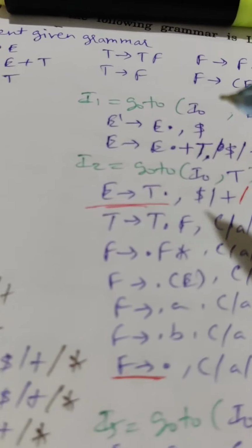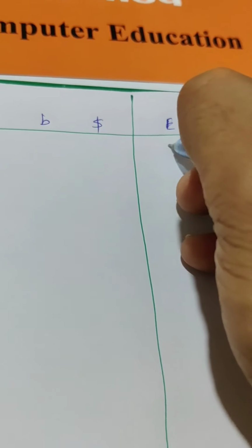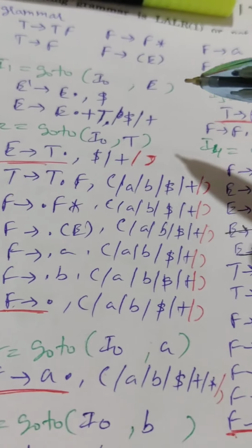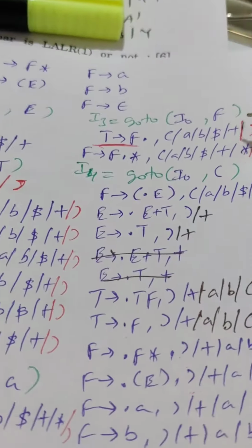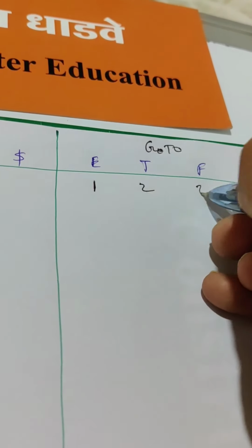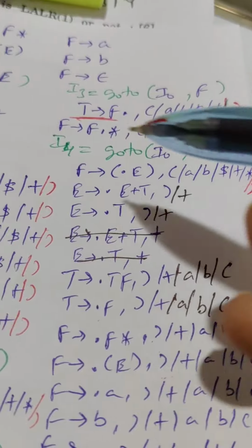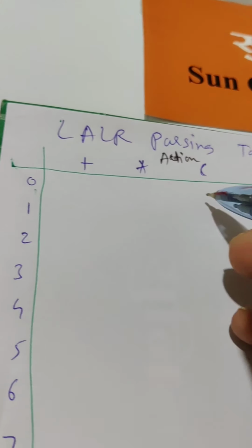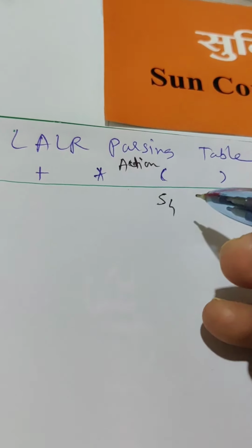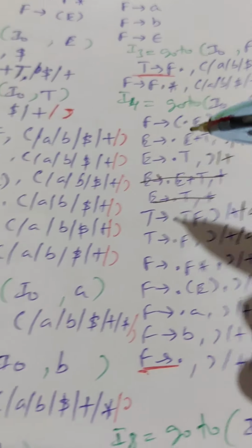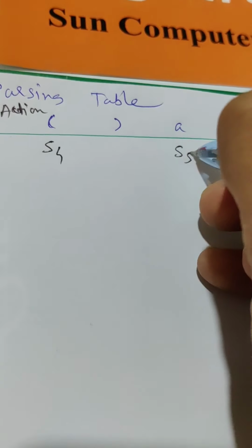Here I0 comma E is at number 1, so I0 comma E is 1. Similarly, I0 comma T is at number 2, and I0 comma F is at number 3. Then I0 comma opening bracket is at number 4, so here we make a shift entry, S4. Then I0 comma A is a shift entry at number 5, and B is at number 6, so we make S6. So I0 is done.